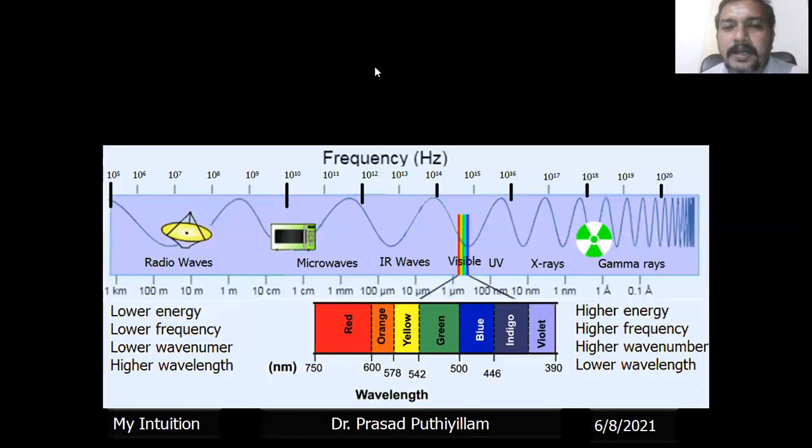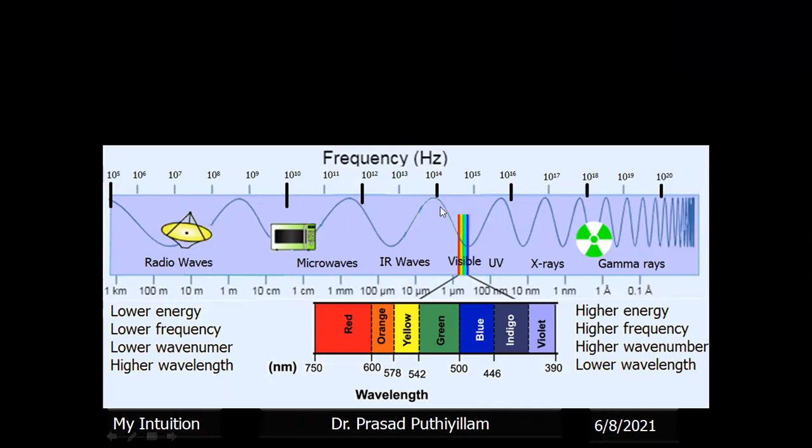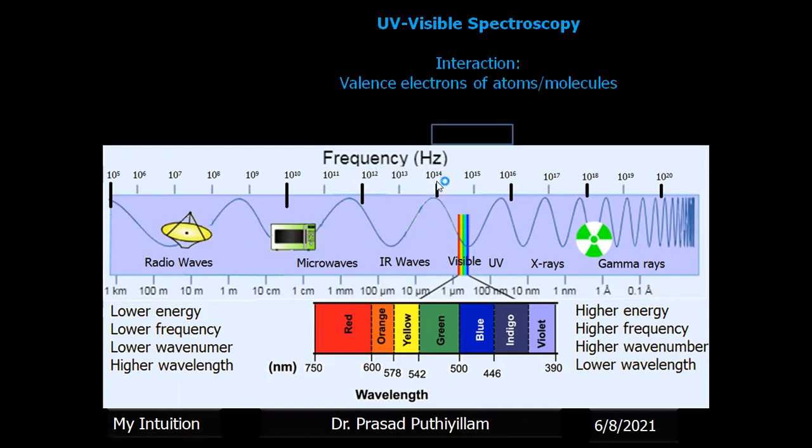So, in my previous class, I explained the introduction to spectroscopy as well as the introduction to UV visible spectroscopy, in which we saw that the frequency range between 10 to the power 14 and 10 to the power 16 is roughly what we call the UV visible spectrum. That radiation is used for UV visible spectroscopy, because spectroscopy is nothing but the interaction of electromagnetic radiation with matter.